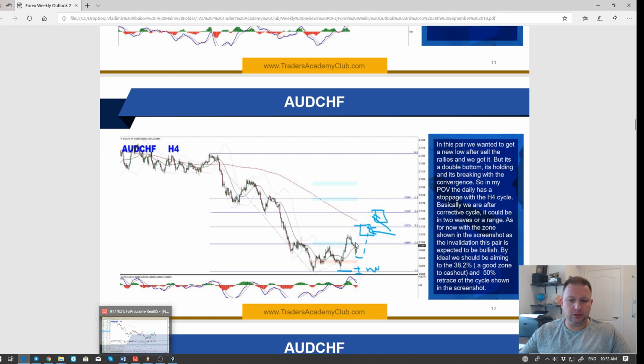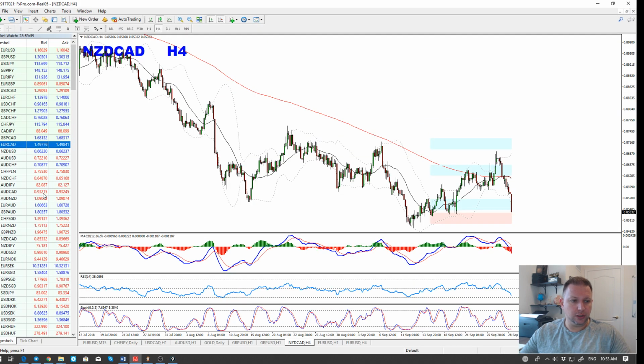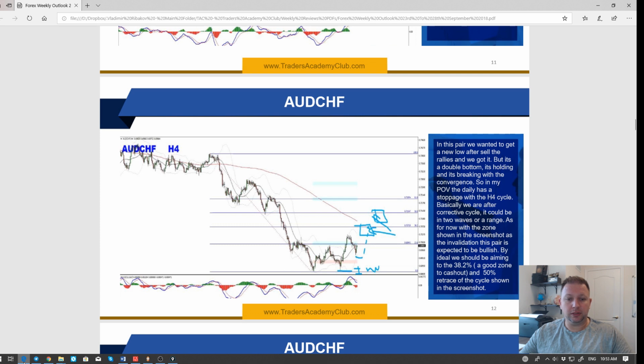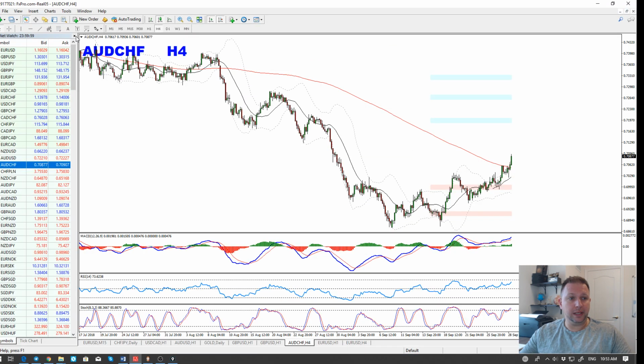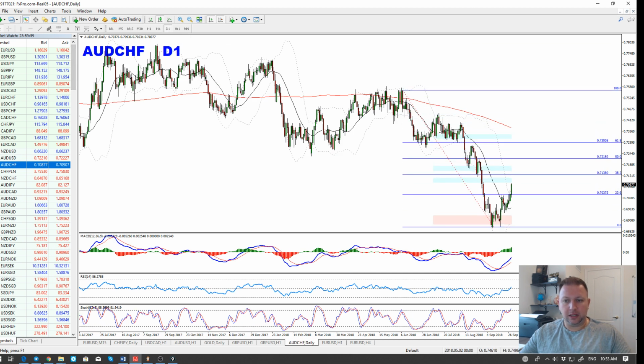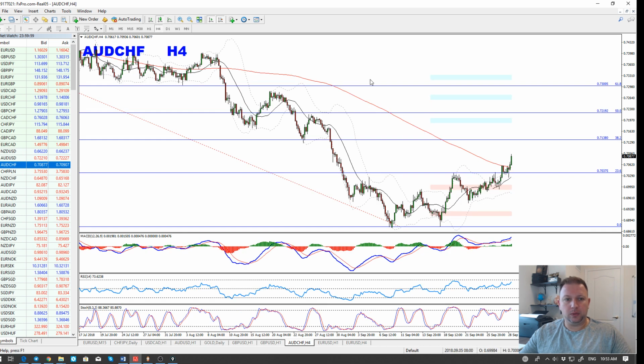Aussie franc, we wanted to see one more high to be reached, and we are there, and it's forming. So basically, so far so good. Now the question is, where do we go from there, right? In order to answer this question, we take a look at the daily chart. That's our zones, right, that we are following.